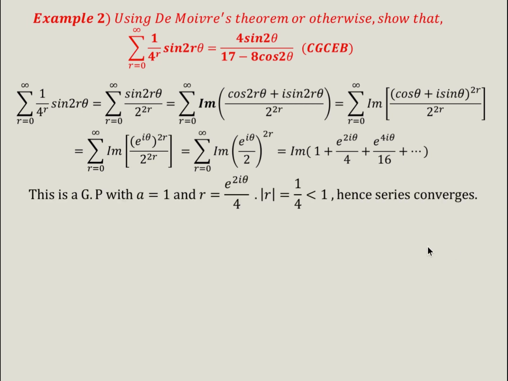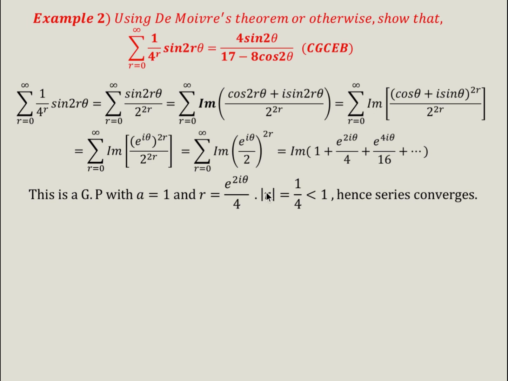We can then observe that this is actually a geometric progression in which the first term is 1 and the common ratio is e to the 2I theta over 4. When you divide e to the 2I theta over 4 by 1, you get e to the 2I theta over 4. And when you divide e to the 4I theta over 16 by e to the 2I theta over 4, you get e to the 2I theta over 4. So e to the 2I theta over 4 is the common ratio of that GP.